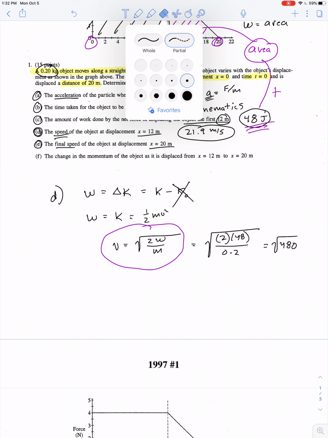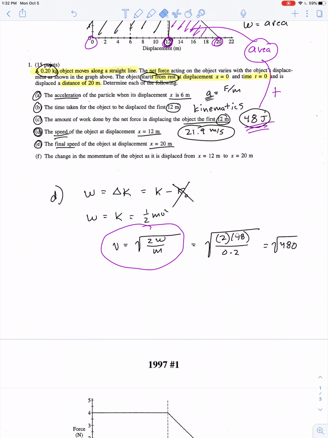So we're going to end up just using the same formula once again, but just changing the value. This will no longer be 48 joules, it'll be some value you can easily determine. And so the answer is not going to be 21.9 meters per second. It'll be some greater value, but I'll leave that up to you to figure out.